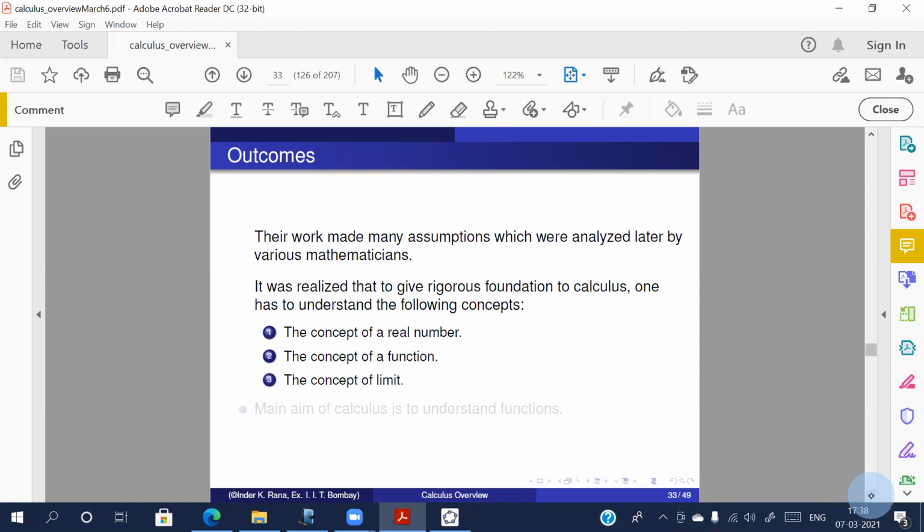And finally, the backbone of calculus, namely the concept of a limit. So these are the three fundamental things that mathematicians realized they have to understand, they have to formalize, they have to make rigorous, so that more progress can be made on the ideas of calculus.